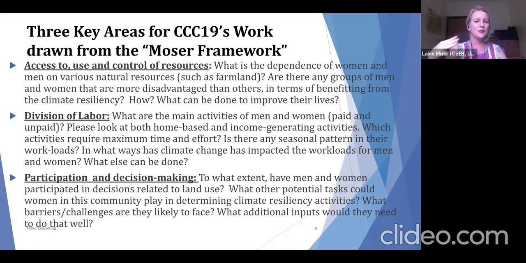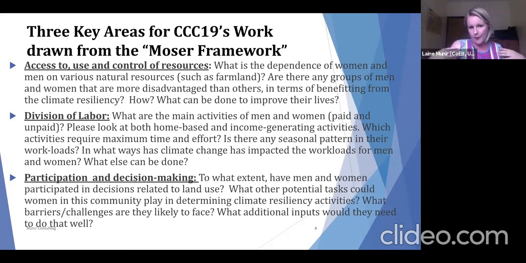But there's three things the Mosier framework does really well. And these are the three things that we're going to take into the CC19 project. One, whenever you think about gender and equity, when you're doing your research for CC19, you think about resources. So you think about who has access to resources, who can use resources, and who controls resources.